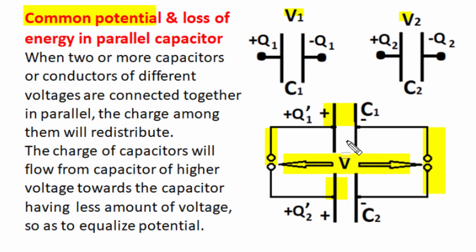potential in parallel connection. And in such conditions, the capacitor which earlier had higher voltage will release its charge to another capacitor having lower voltage, and ultimately both will attain identical potential. So this is a problem of potential equalization by charge redistribution.